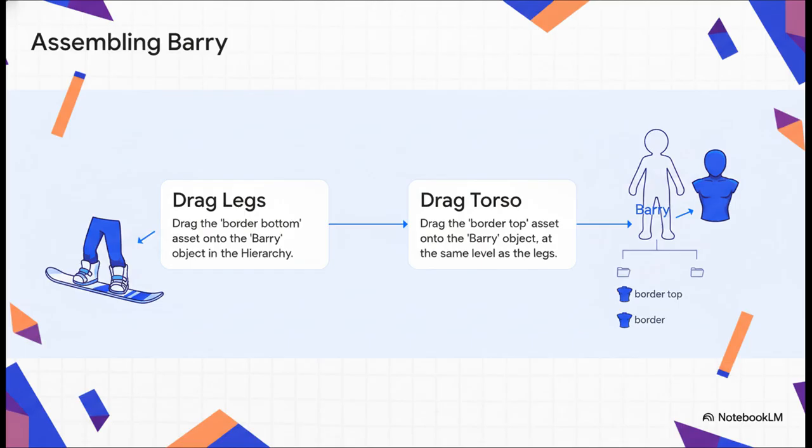I'm going to go down into my project window and find the sprite for border bottom. That's his legs and his snowboard. Now watch carefully. I'm just going to click and drag this sprite and drop it right on top of our Barry object in the hierarchy. See that? See how it just snaps into place and it's slightly indented? That little indent is Unity's way of telling us, hey, this is now a child of Barry. Perfect. Now let's do the exact same thing for border top, which is his torso. Drag it, drop it onto Barry, and just like that, he has 2 children.